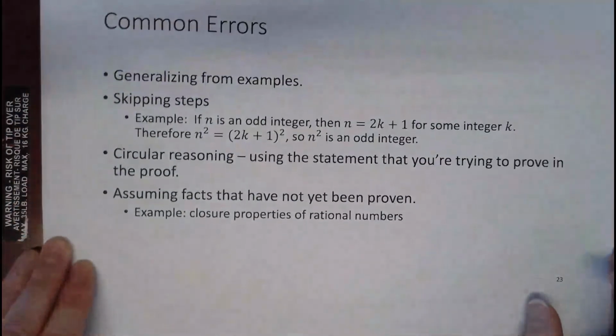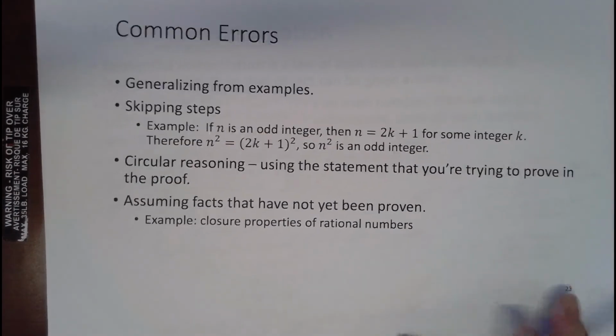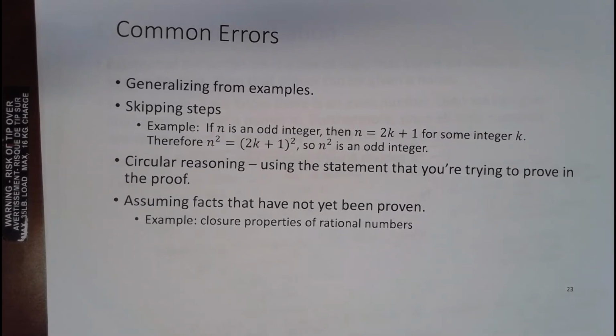All right. So common errors that we might make are trying to generalize from examples. Hey, look, it works for 2, and it works for 3, and it works for 4. It must work for everything. No, you cannot just do a couple examples and then assume that it always works. So don't try to generalize from examples. It doesn't matter how many examples you show it's true for. That doesn't prove that it's always true.